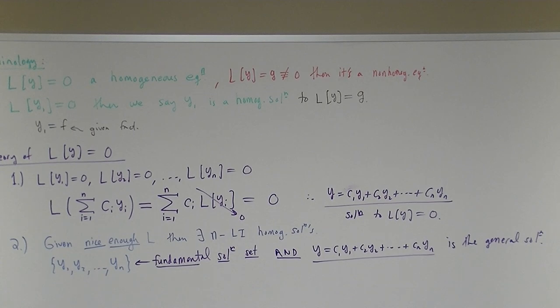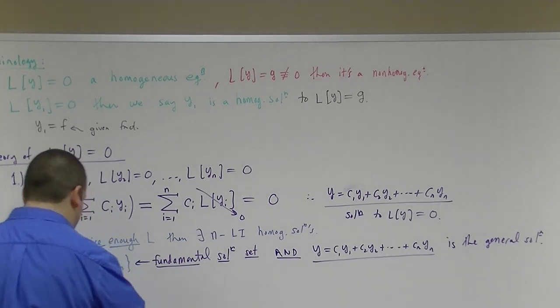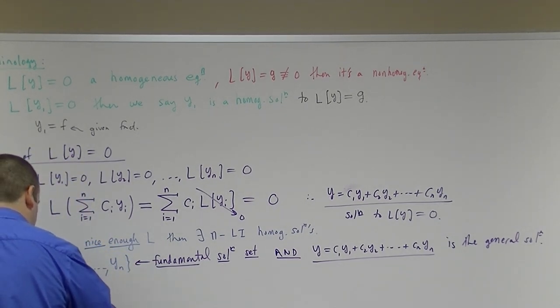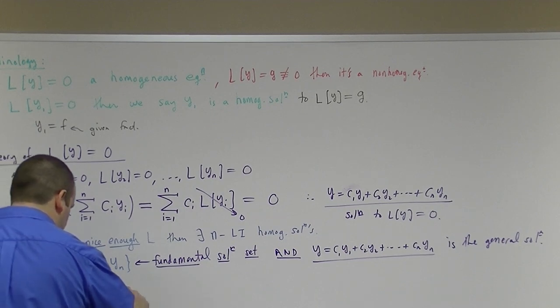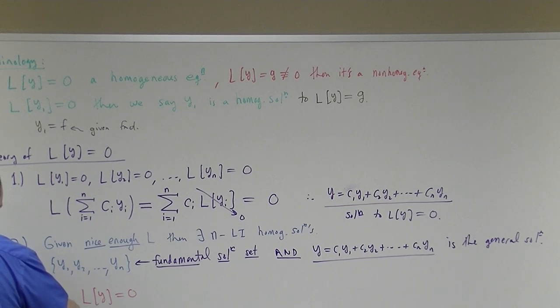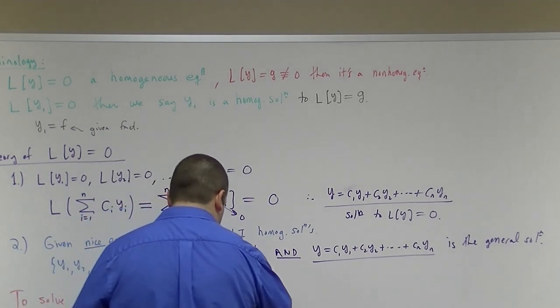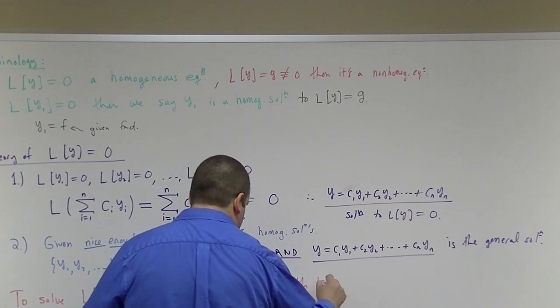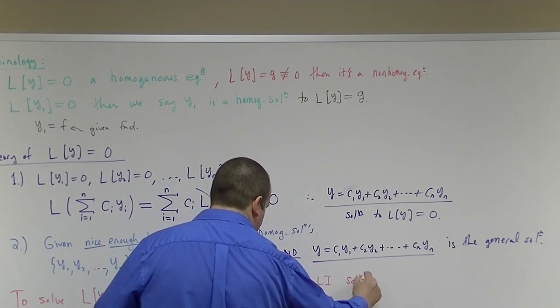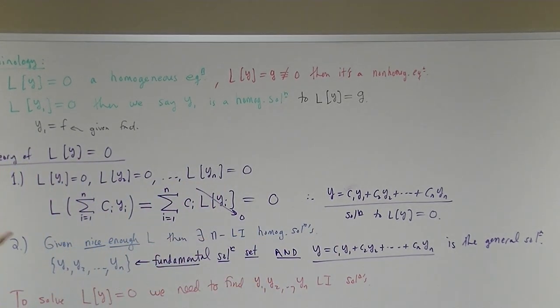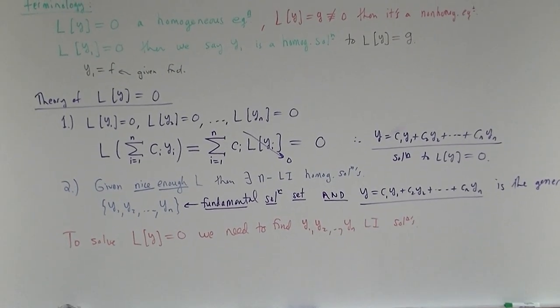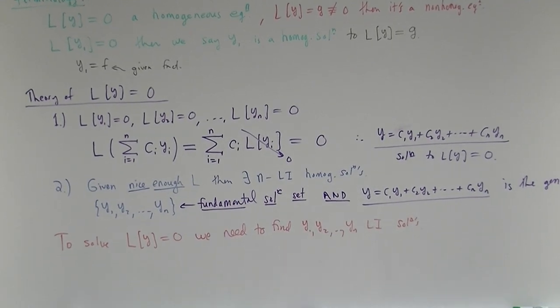All of this without much to say about L of y equals g just yet, all right? But you see, now we have a game plan. We know the road ahead of us now. So just to stay on path here, we see what we need to do. If we want to solve L of y equals 0, we need to find y1, y2, ..., yn, linearly independent solutions. If I can do that, the theory tells me, game over, I have solved the homogeneous problem. Okay, so how do you do that? How do you solve the homogeneous problem?